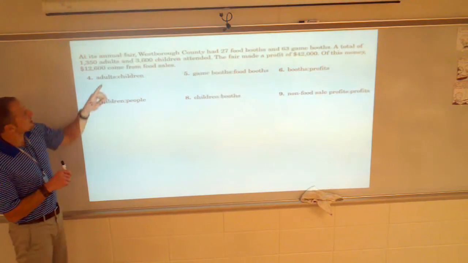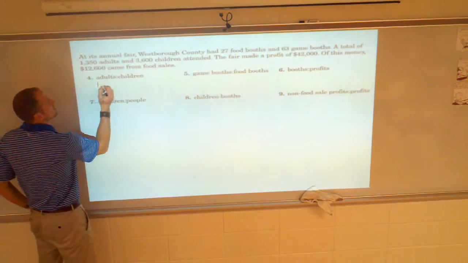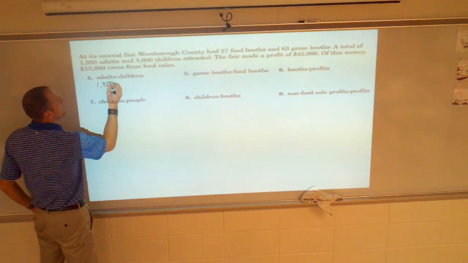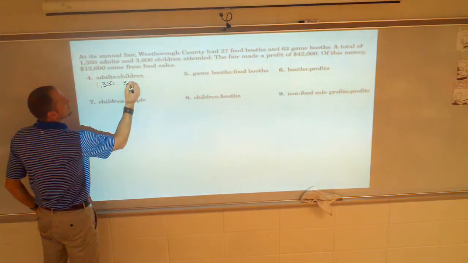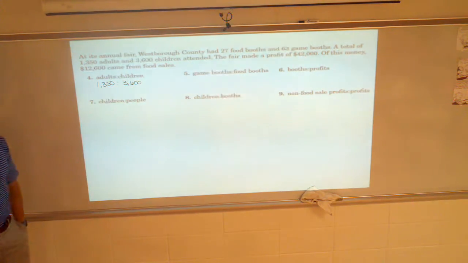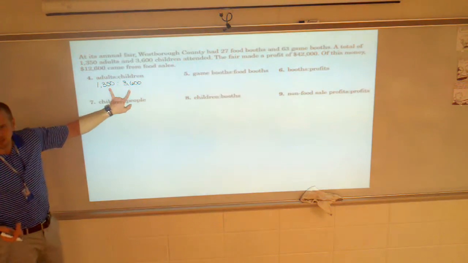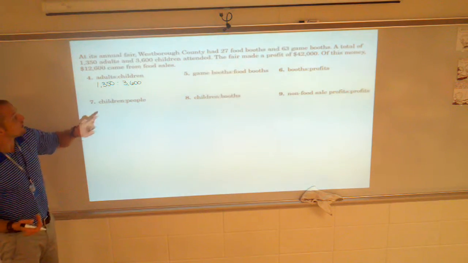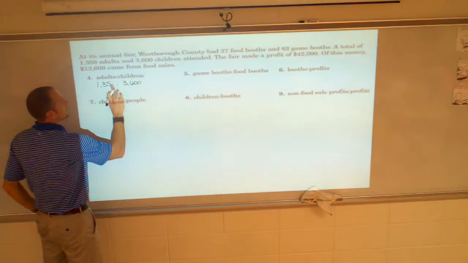So, if I look at this, adults to children, 1,350 adults, colon, 3,600 children. All right? Now, let's reduce this, just like a fraction. We're going to write it like this, but the same rules as a fraction apply. First of all, let's divide by 10. Let's knock a 0 off of here.